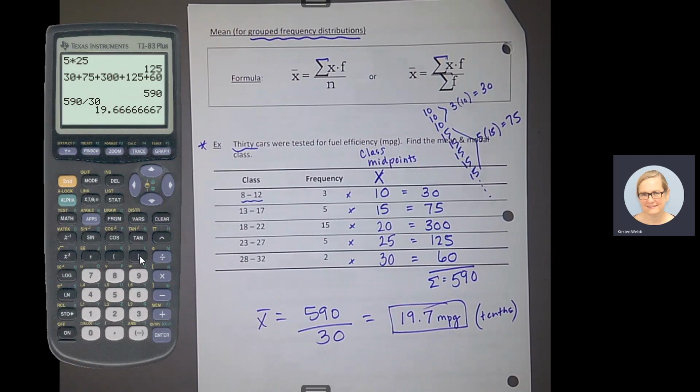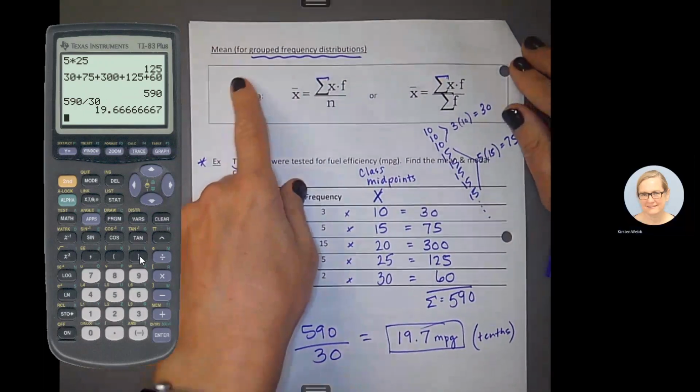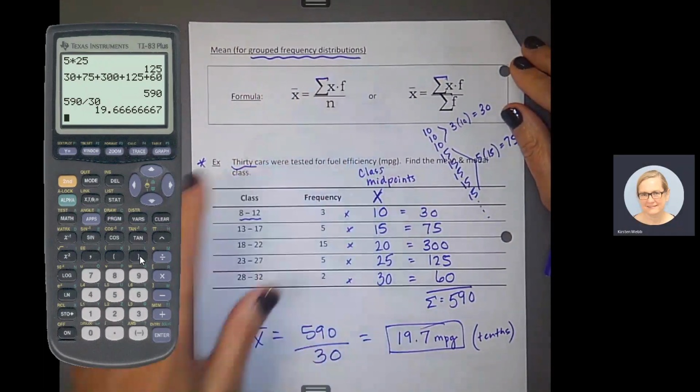We've essentially done the same thing. We just went about it a little bit differently. Partly because we didn't know the exact numbers, and partly because we shortcutted the adding with a little bit of multiplying. But that is how we find the mean for a grouped frequency distribution.